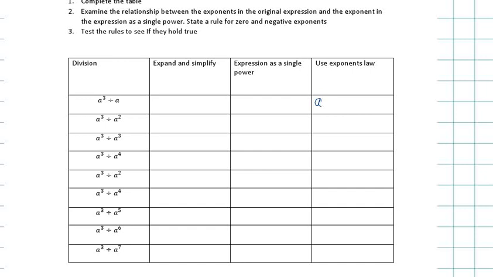Okay, so a to the power of 3 divided by a. That's the same thing as writing a times a times a over a. If I simplify, I get a to the power of 2. And if I use the exponent law, it's going to be 3 minus 1, which is a to the power of 2. You guys are okay with that? So the answer right here and the answer right here, they match. Yeah?